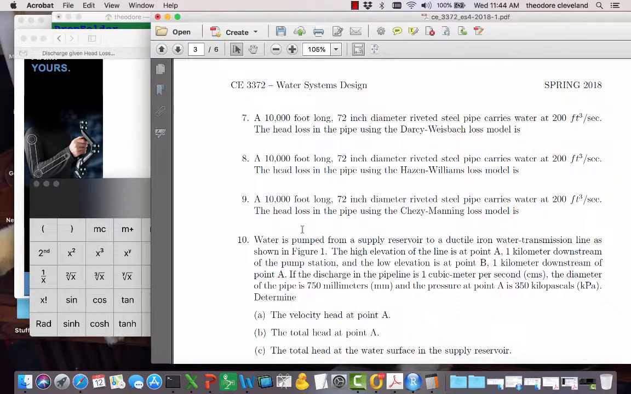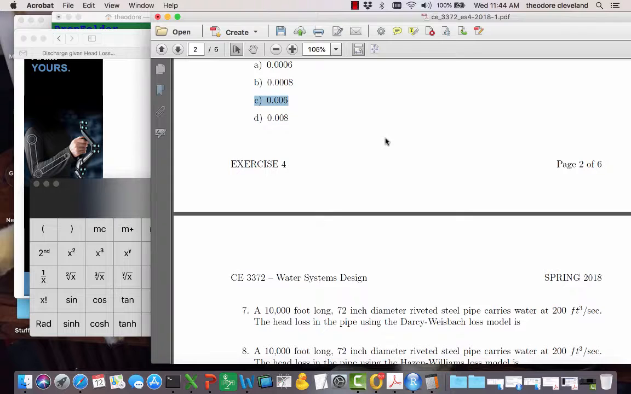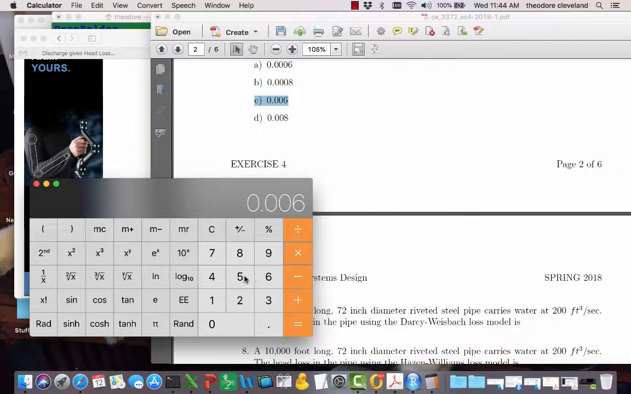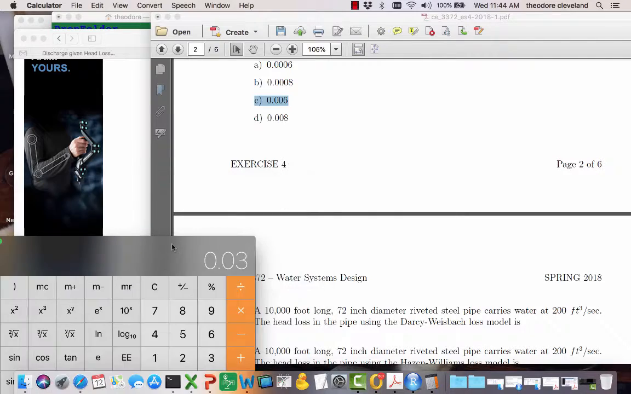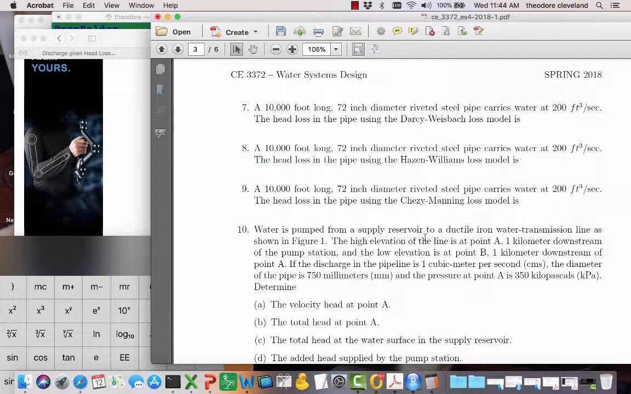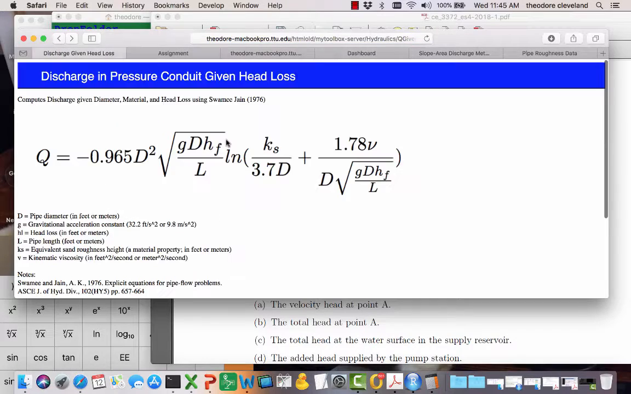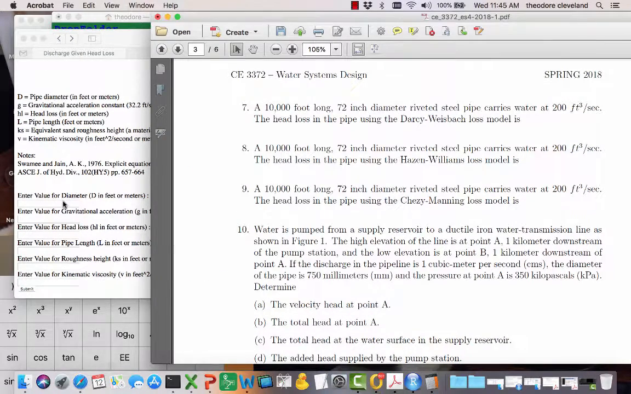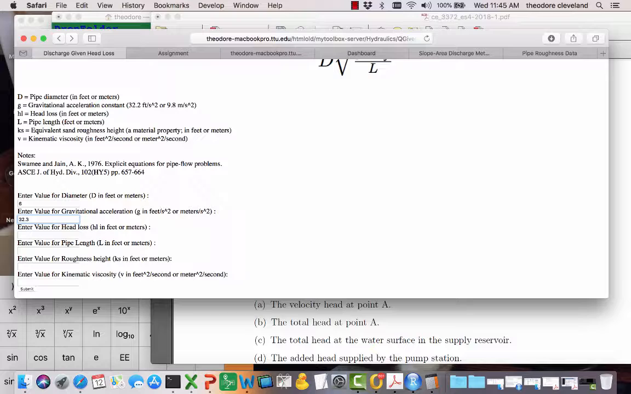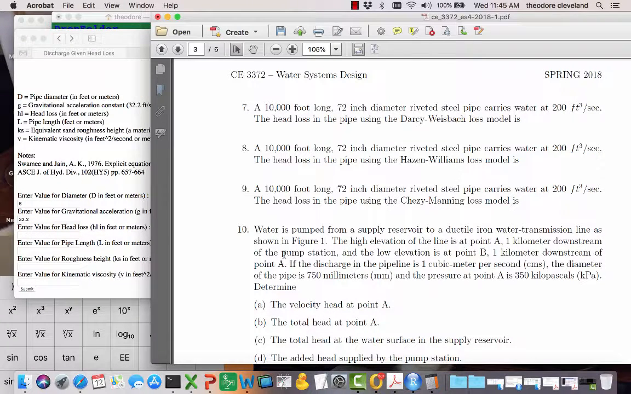Okay, 7, 8, and 9, that was really what I made the video for, was to show how to do these. So for number 7, we're going to have a 6-foot diameter riveted steel, so we know that the roughness height is 0.03, and we can use the online tool iteratively to find the approximate head loss. So we go to our online tool, discharge given head loss, and we're going to supply it with the pipe diameter, which is 6 feet, gravitational acceleration 32.2 for customary units. Now the head loss is the unknown value.